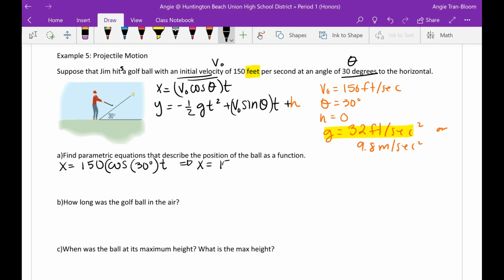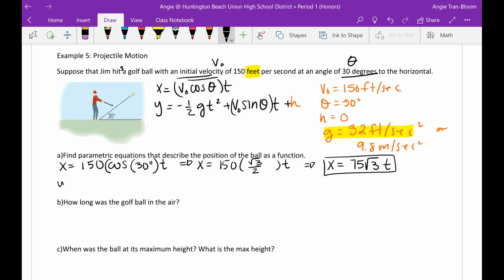X equals 150 times cosine of 30 degrees is, I'll give you a second just to think about it before I write it down. Did you get it? Cosine is rad 3 over 2. Great, let's move on. You need to simplify that. So x equals 150 times rad 3 divided by 2. So that's just going to be 75 rad 3 times t. This is your horizontal measurement of this golf ball.